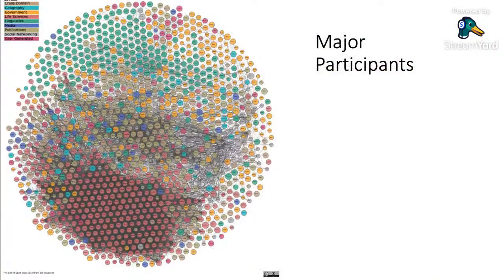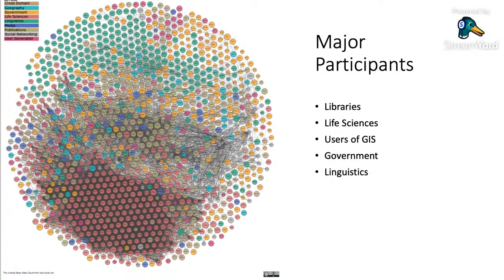The major participants of linked open data, or at least as represented in this linked open data cloud, are libraries, as you can imagine, life sciences organizations, users of GIS and other geographical databases, government entities, people who work on linguistics, different projects there, and social media and networking has a robust presence also, as you might imagine.